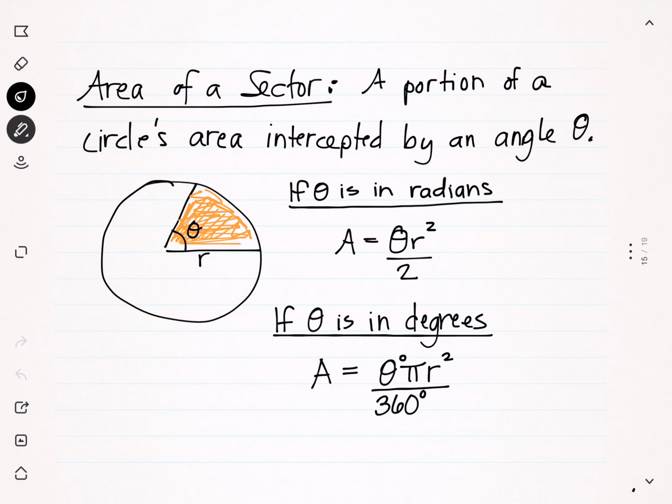Okay, so the last thing we need to talk about here is the area of a sector. The area of a sector is similar to arc length, but instead of talking about the crust on a piece of pizza or a piece of pie, we're talking about the whole area of that slice of pizza or that slice of pie. Since it's a portion of the circle's area, we're going to modify the formula for area of a circle, which is pi r squared. If we're in radians for our angle measure, we use the formula theta times r squared divided by 2. If we're in degrees, we use the formula theta degrees times pi times r squared divided by 360. So let's try a couple of these.